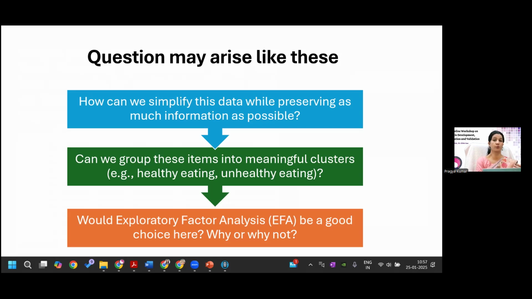That's why I want to use a statistical technique where this information can be preserved. So I can group these into some meaningful clusters, like maybe healthy eating versus unhealthy eating. In this case, would exploratory factor analysis be a good choice? Why and why not? Since I had started the discussion regarding the distinctness or relatedness of the items, you can probably now understand whether it is a yes or a no. So, would EFA be a good choice here?